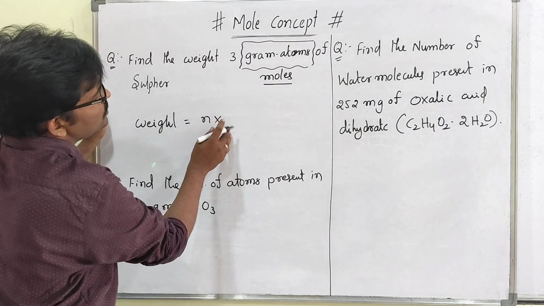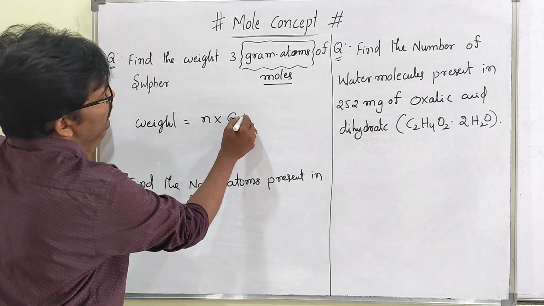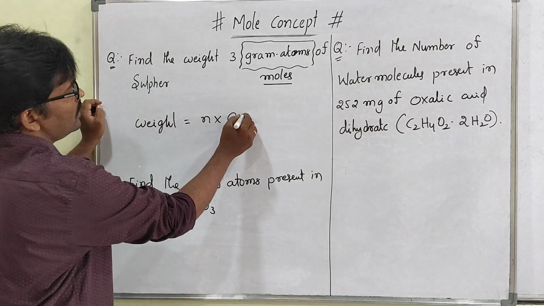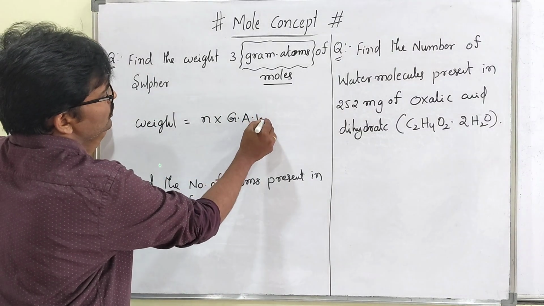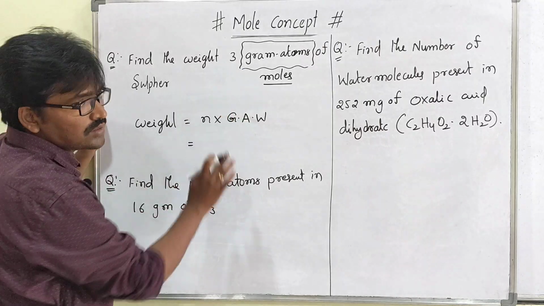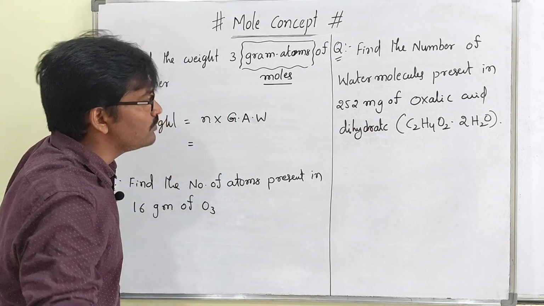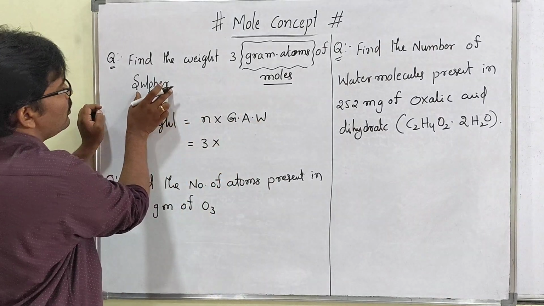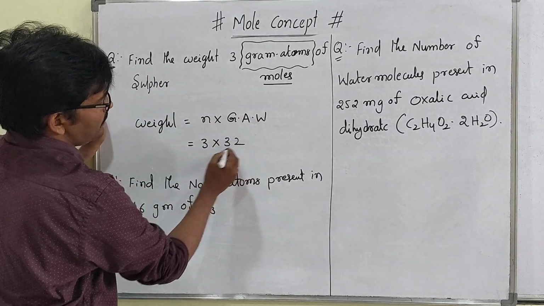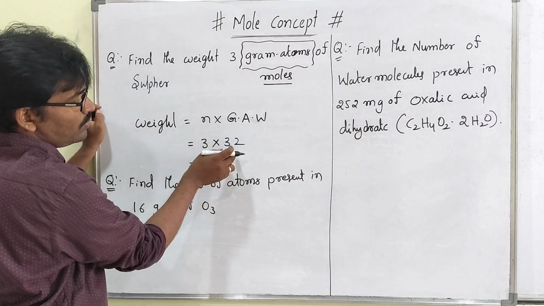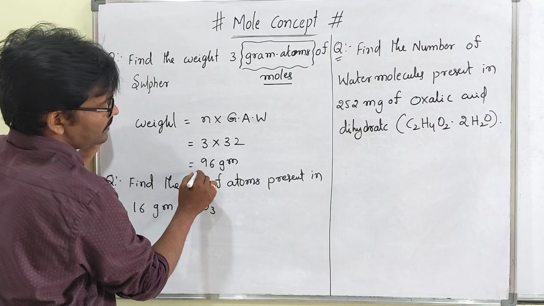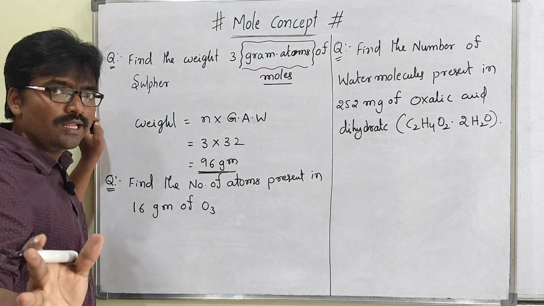Number of moles into gram molecular weight or gram atomic weight. Here it is only sulfur, so we take the gram atomic weight. Number of moles is 3. Atomic weight of sulfur, how much? 32. Then how much can you get? So 96 grams you can get. That is the weight. Clear, my dear students?